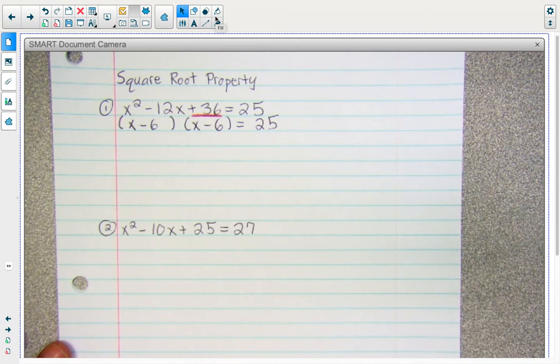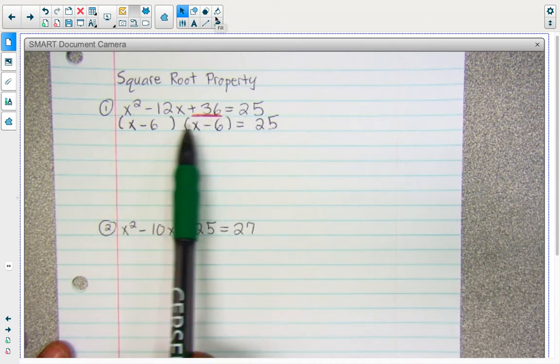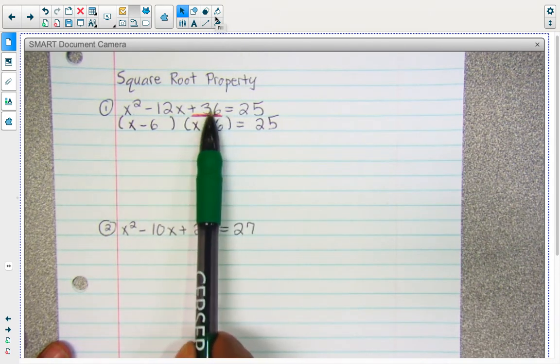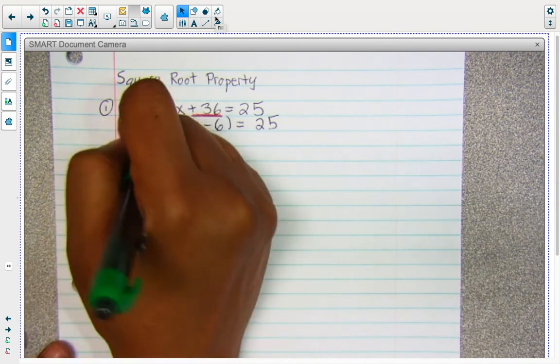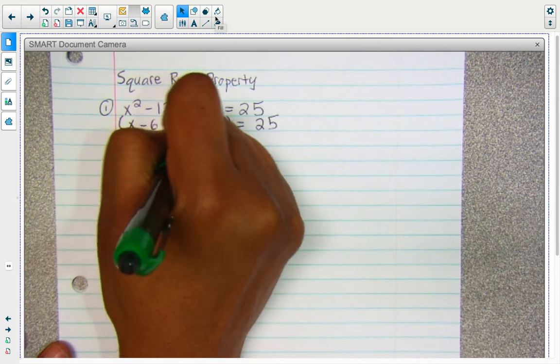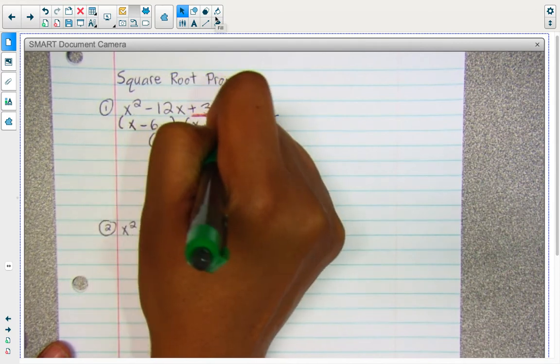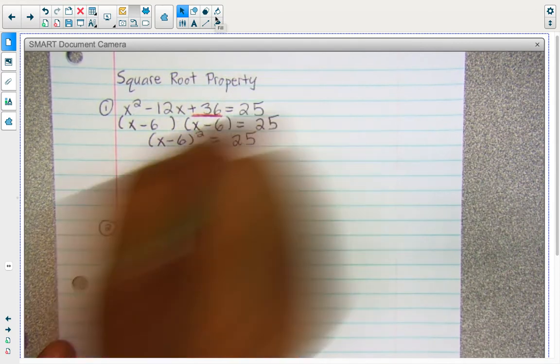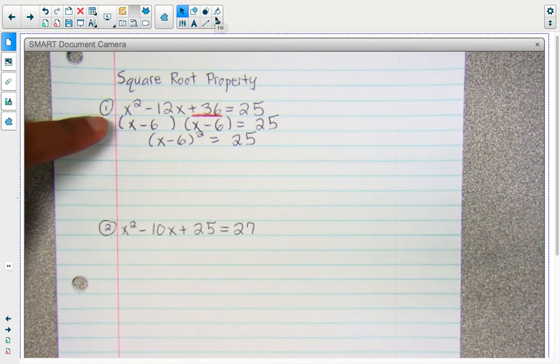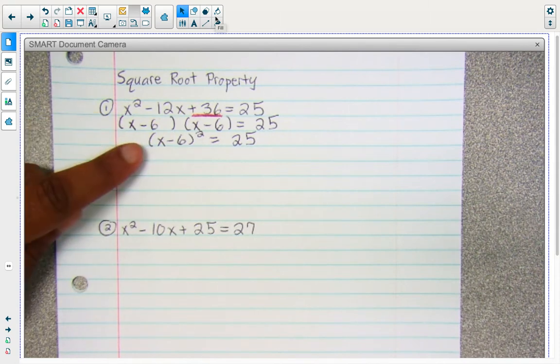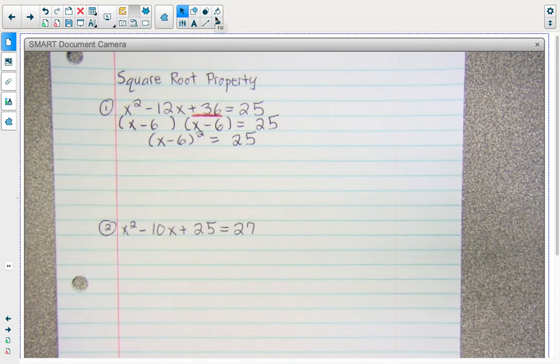And it will always be the case that it'll factor into the same thing if this number is a perfect square number. Now I can condense this. So x minus 6 squared is equal to 25. All I did was make it smaller. So 5 times 5 is 5 squared. 7 times 7 is 7 squared. x minus 6 times x minus 6 is x minus 6 squared. So I just made it smaller.